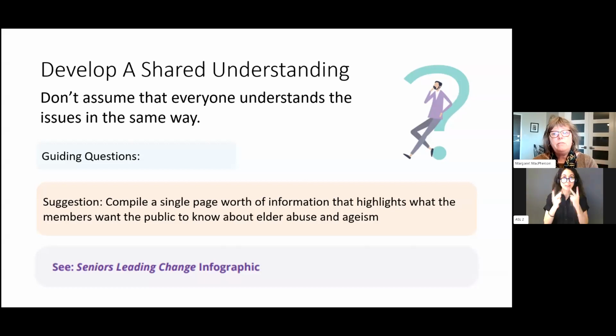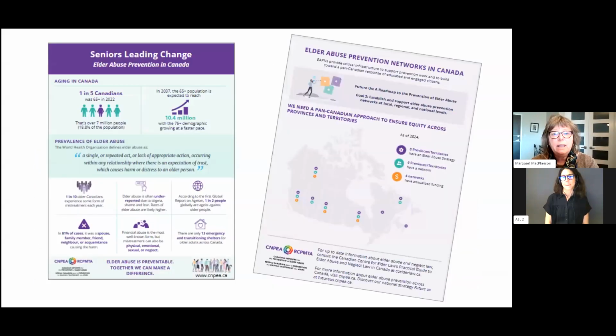What I suggested is that you create your own one pager that you can share in the community as one of your marketing tools for the network. But we've also taken the liberty of creating an infographic that you can just pick up and start to use. It's double-sided, so that you can talk about elder abuse, the prevalence, and the issue of aging, the demographic in Canada. And then there's content about elder abuse prevention networks. This just gives you a bit of a running start on having materials that you can share with organizations and officials about what you're working on.